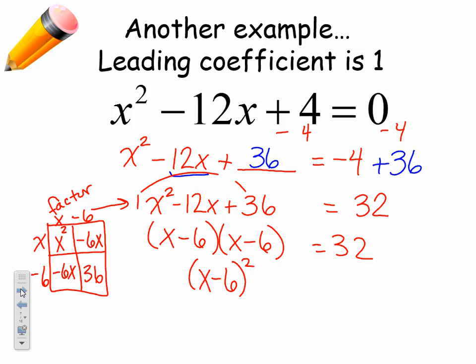Yes, that should always happen. You should always end up having something squared. That's why we're completing the square. Okay, so 32 is still happening on the other side.